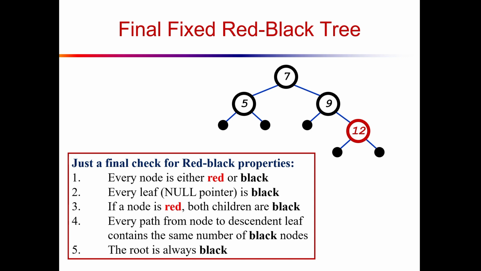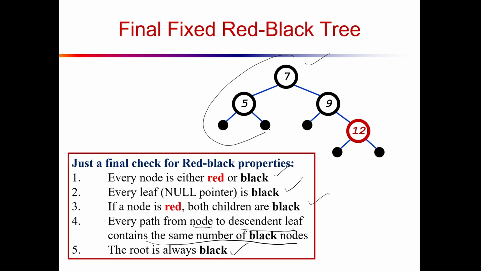Now let's check all the properties for compliance. The root is always black. Yes, the root is black. Every node is either red or black. Yes, every node is either red or black. Every leaf node or null pointer is black. We are complying with property number 3 as well. If a node is red, both its children are black. Node 12 is red and its leaf node children are black. That is fine. Every path from a node to the descendant leaf should contain the same number of black nodes.